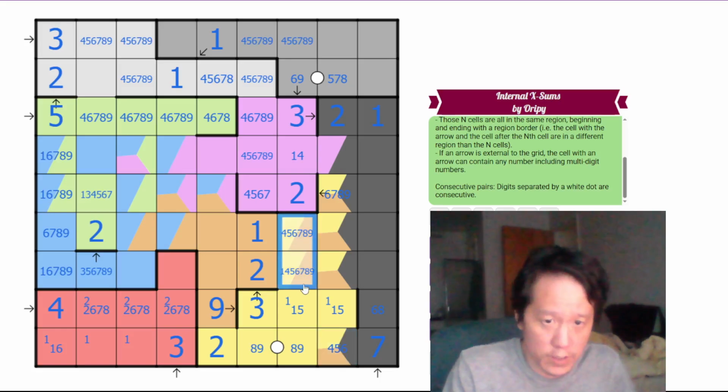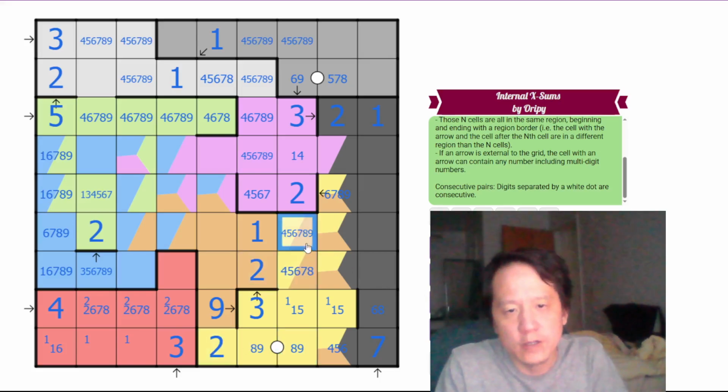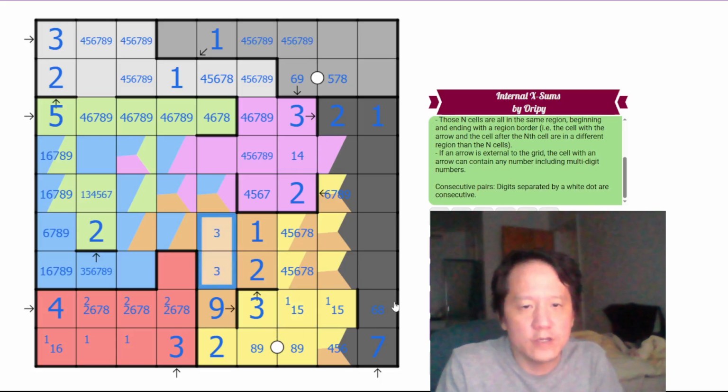This is red. This is yellow, or it's dark. Sorry, yellow or orange. Both of them already have a 1, and both of them already have a 9 and a 2. So this cannot be 1 or 9. This can't be 1 or 9. This is 3 through 8 here.